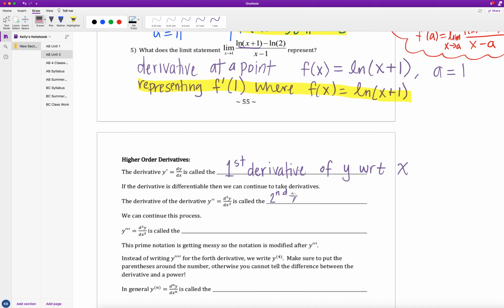So this is the second derivative. Sorry, I'm having pen issues. Come on, there we go.